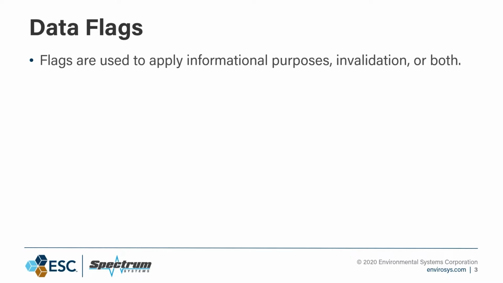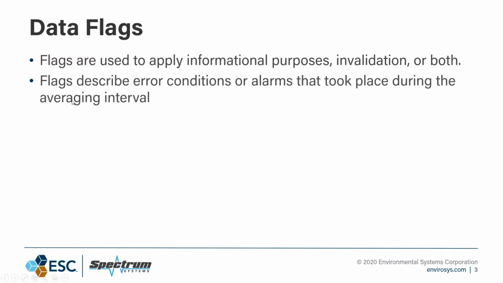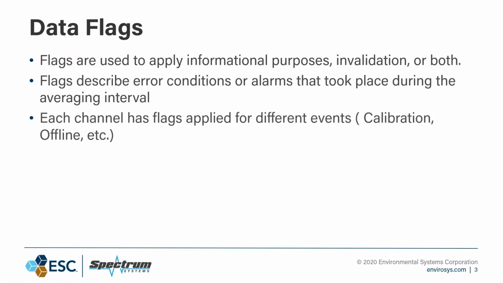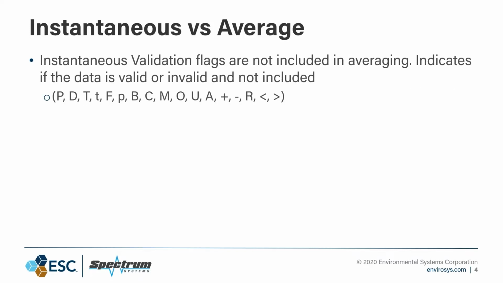Flags describe error conditions or alarms that took place during the averaging interval. Each channel has flags applied for different events, calibrations, offline, etc. Instantaneous validation flags are not included in the averaging, and they will invalidate your base average data and indicate if the data is valid or invalid, not included.